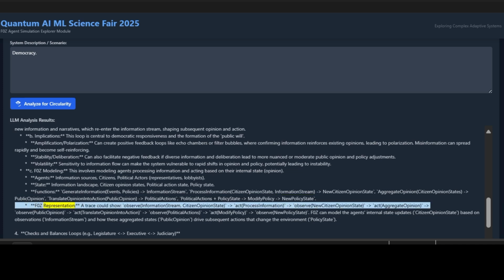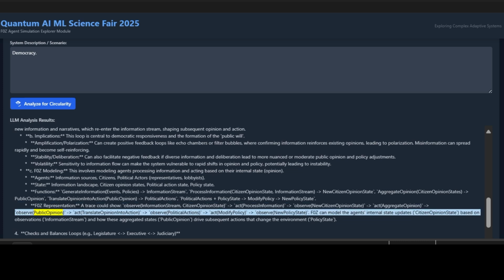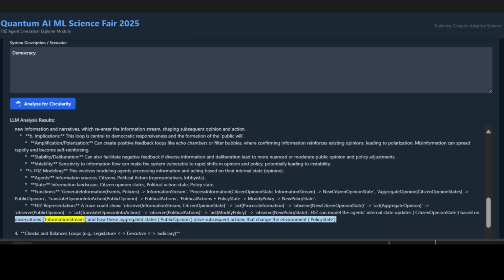F0Z representation: a trace could show observe information stream, citizen opinion state; act, process information; observe new citizen opinion state; act, aggregate opinion; observe public opinion; act, translate opinion into action; observe political actions; act, modify policy; observe new policy state. F0Z can model the agent's internal state updates, citizen opinion state, based on observations, the information stream, and how these aggregated states, public opinion, drive subsequent actions that change the environment, policy state.